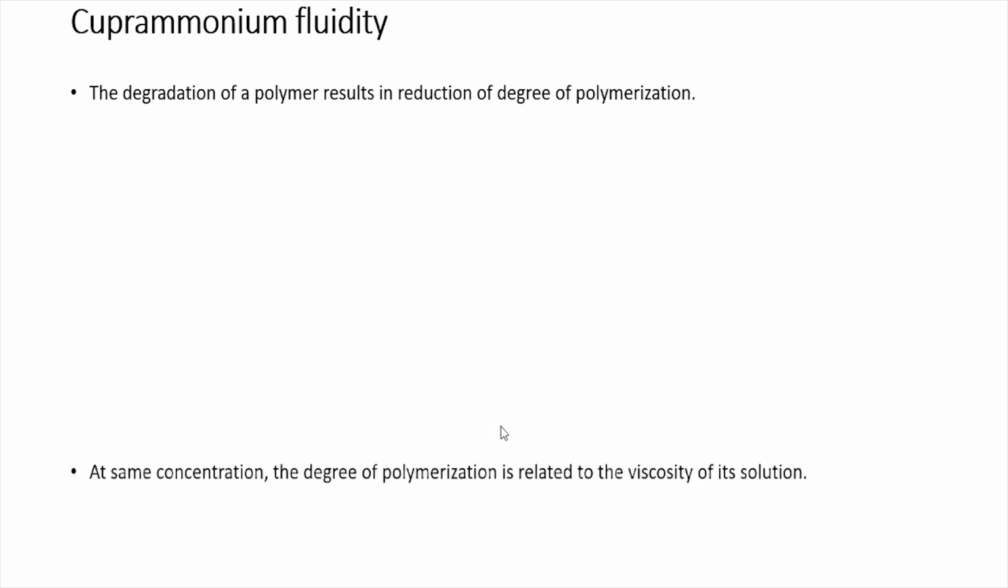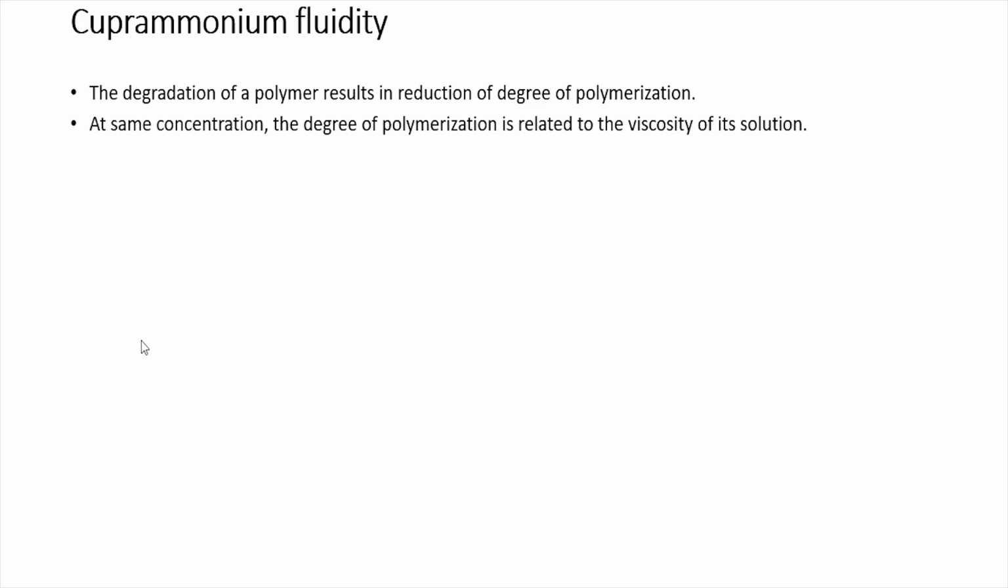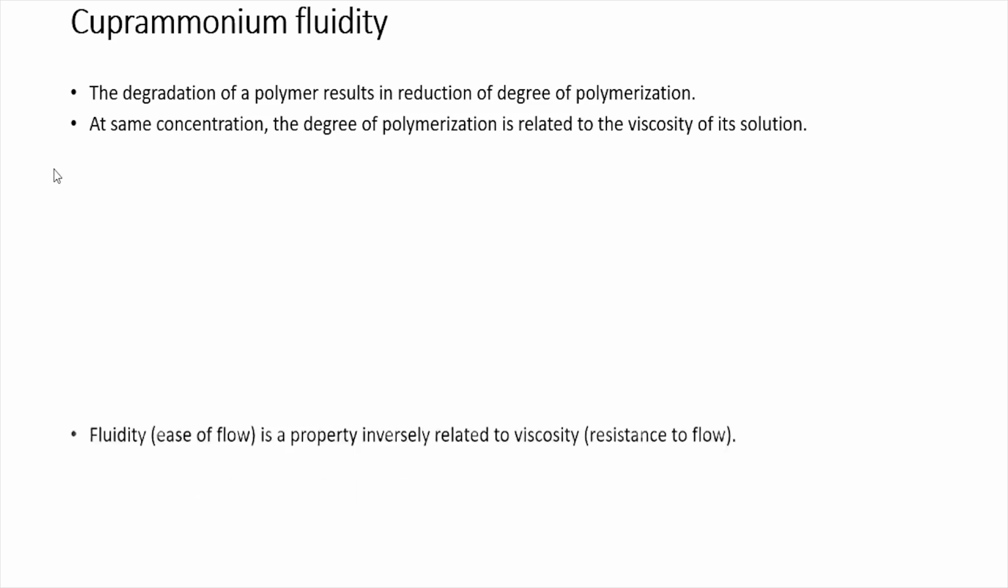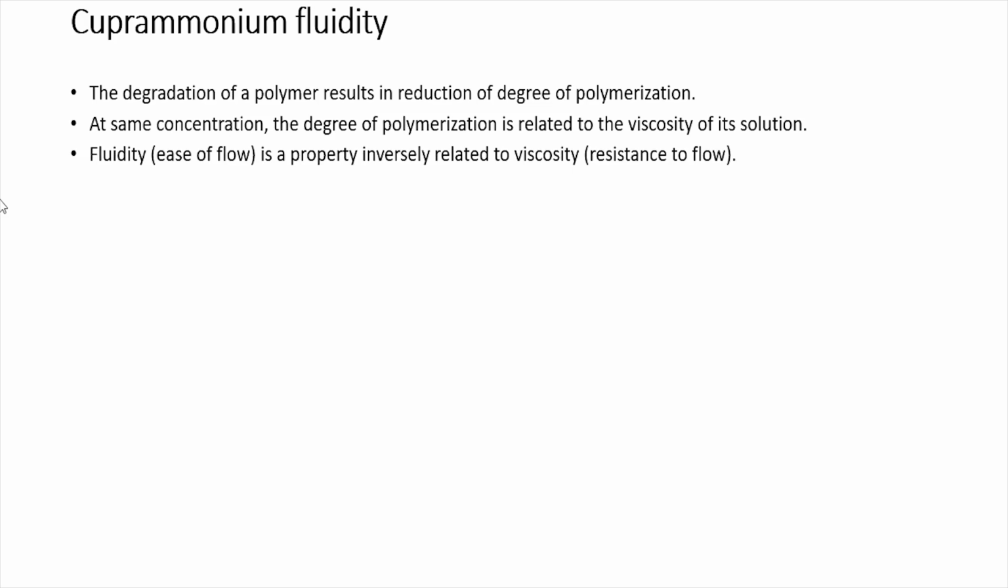And the next one is cuprammonium fluidity. The degradation of a polymer results in a reduction in the degree of polymerization. So if the polymer is degraded, that indicates the DP is reduced. At the same concentration, if the degree of polymerization is reduced, then the viscosity of the solution is decreased. So based on this relation, you can calculate the fluidity when it is degraded.